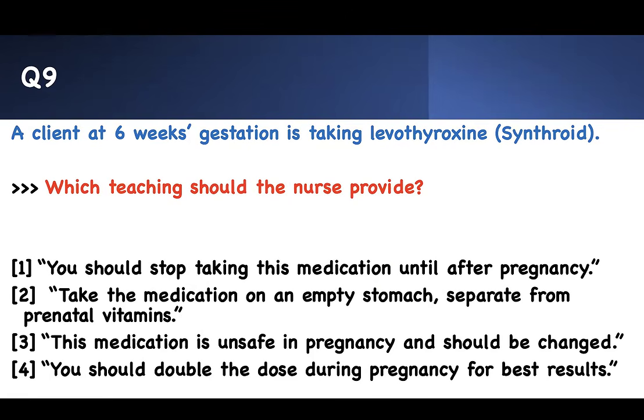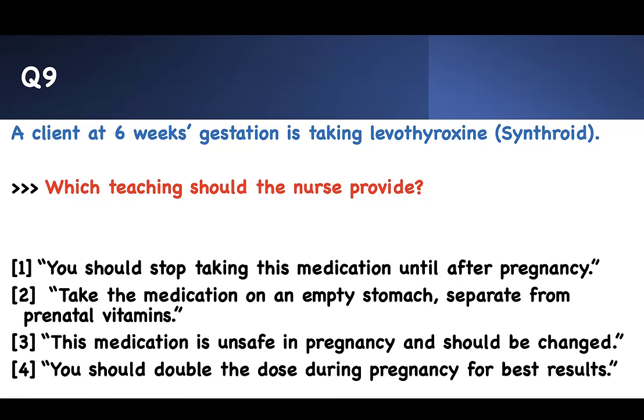Number 9, a client at 6 weeks gestation is taking levothyroxine. Which statement should the nurse provide? What is the content here? If you have hypothyroid and you're taking Synthroid or levothyroxine and you're pregnant, you got to teach the patient: don't stop the medication. Continue taking the medication. You may probably need a double dose, but you should not do it on your own until the doctor tells you to do that.